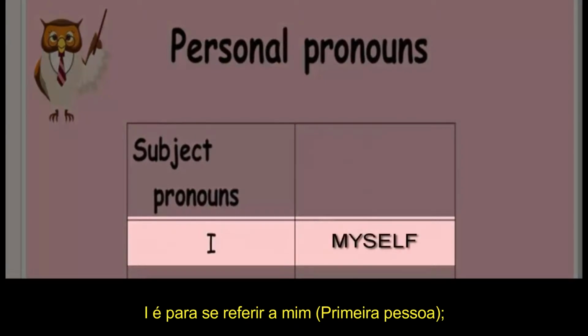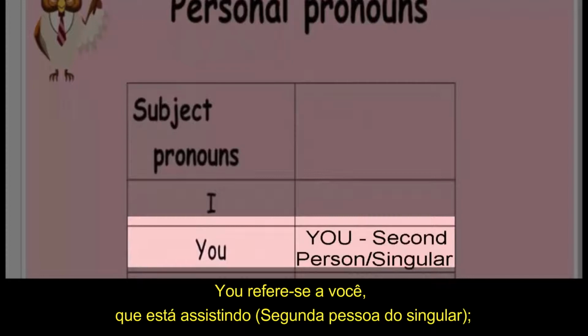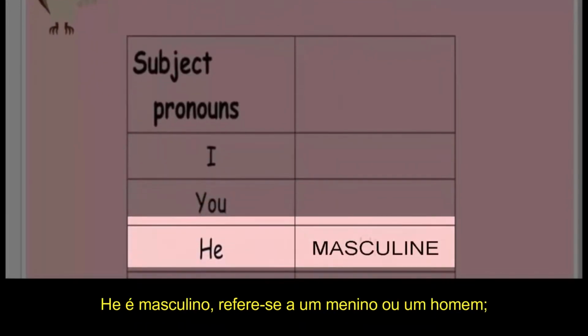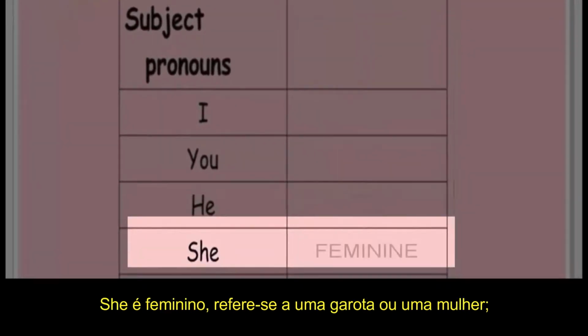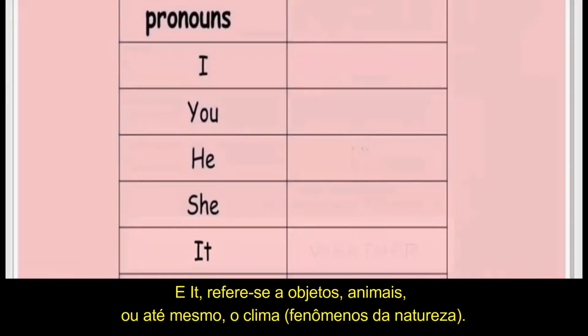I is about myself. You is about you who is watching. He is masculine, refers to a boy or a guy. She is feminine, refers to a girl or a woman. And it refers to things, animals, or even the weather.